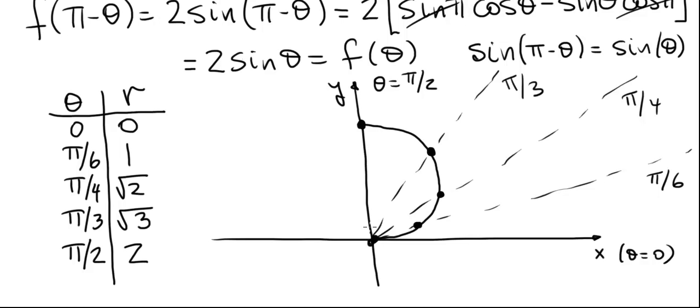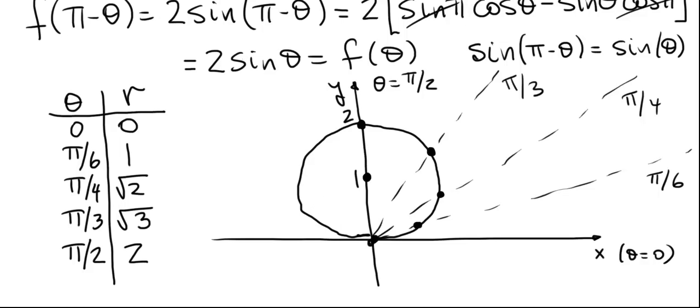Using the fact that it's symmetric with respect to the y-axis, we get an identical half of the other semicircle on this side, and we get this graph. Now this is the point (0, 2), so the center of this circle is right here in between the origin and the point (0, 2), which is the point (0, 1). Now we already knew that this is what this graph looked like, so there's no need to check any other points.